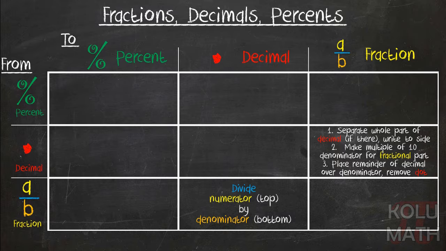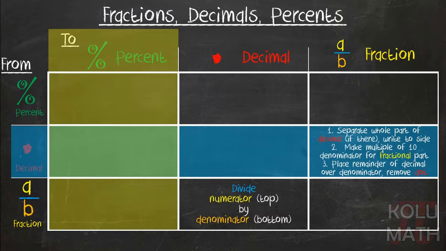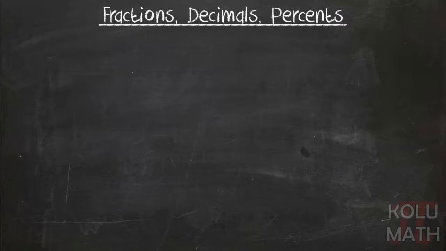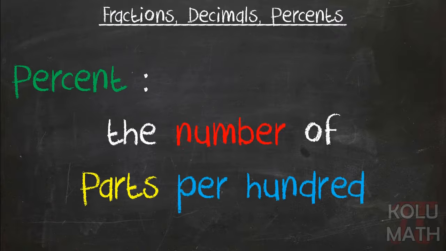A little more complicated than the other way around, but once you try it a few times, you'll get used to it. So there's still one fellow we haven't spoken about yet, the percent. So let's talk about converting a decimal into a percent. And I guess first we should start by defining what a percent is. So a percent is the number of parts per hundred.